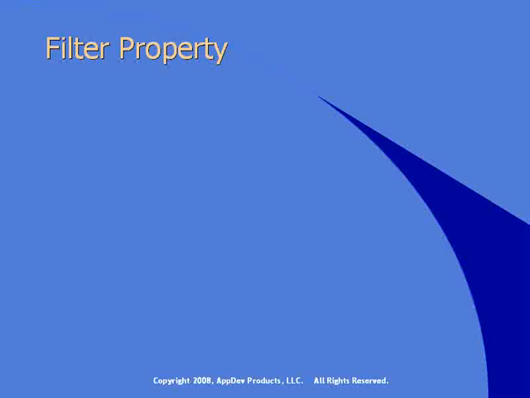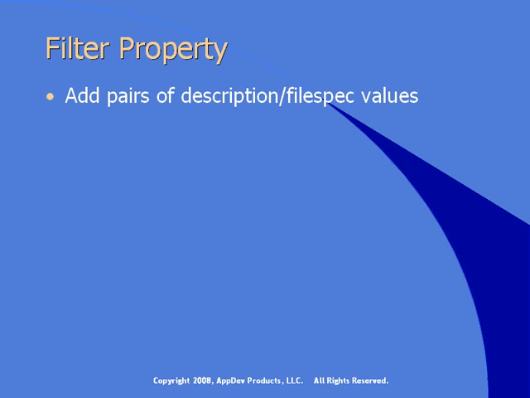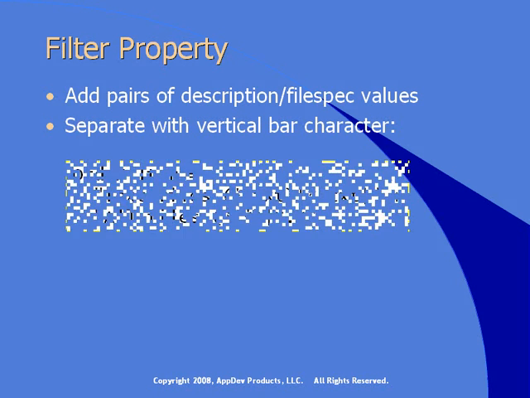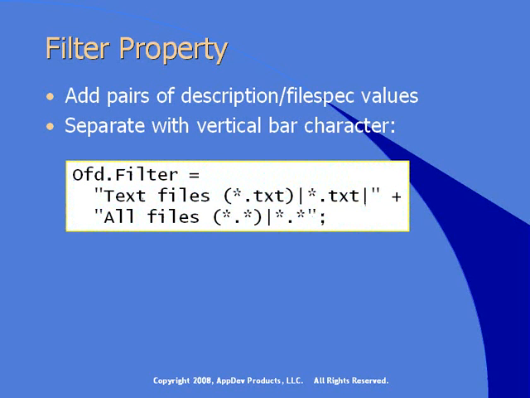The Filter property allows you to specify a filter for files in the OpenFileDialog, and you add pairs of description and file specification values. You separate all the values with a vertical bar character. So you might end up with text like this. You set the OpenFileDialog.Filter property equal to a set of strings separated with vertical bars.